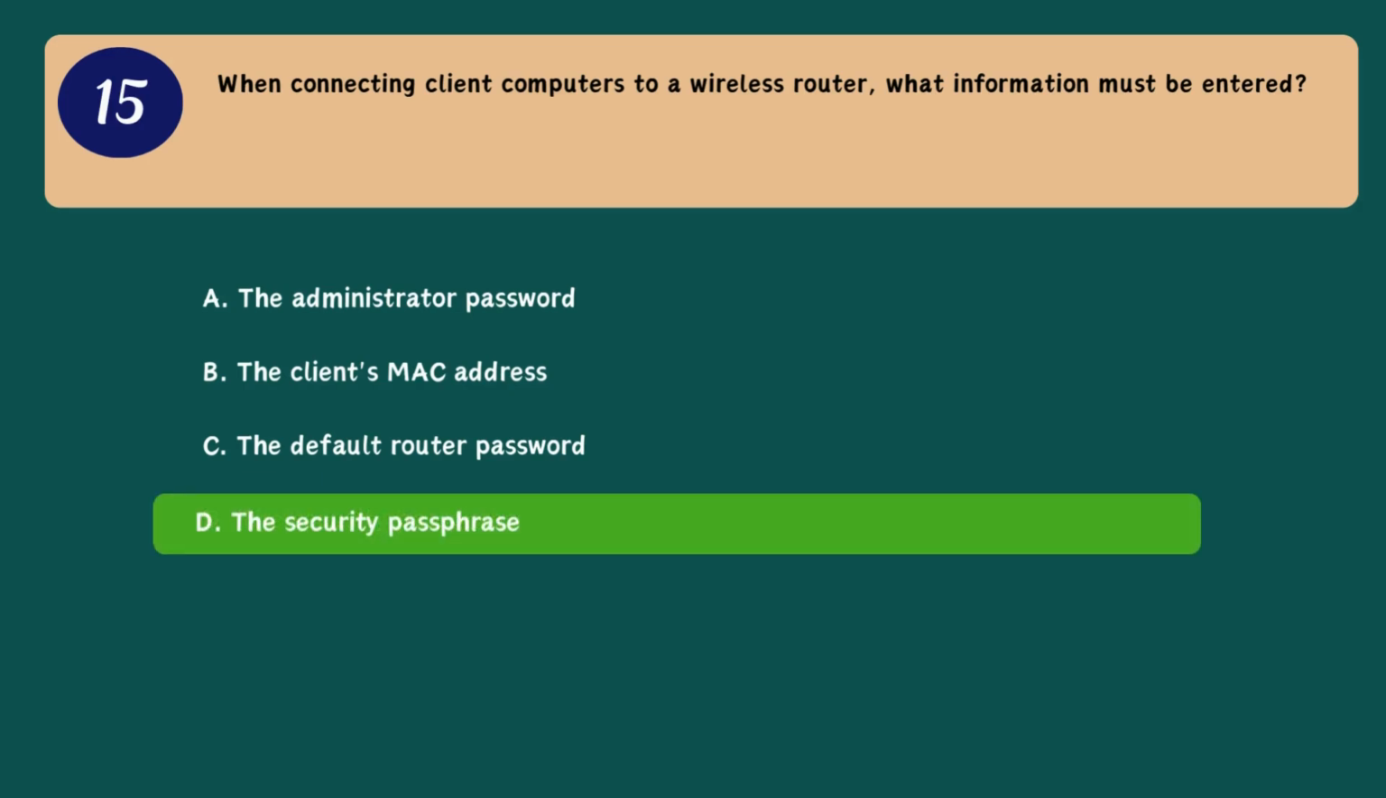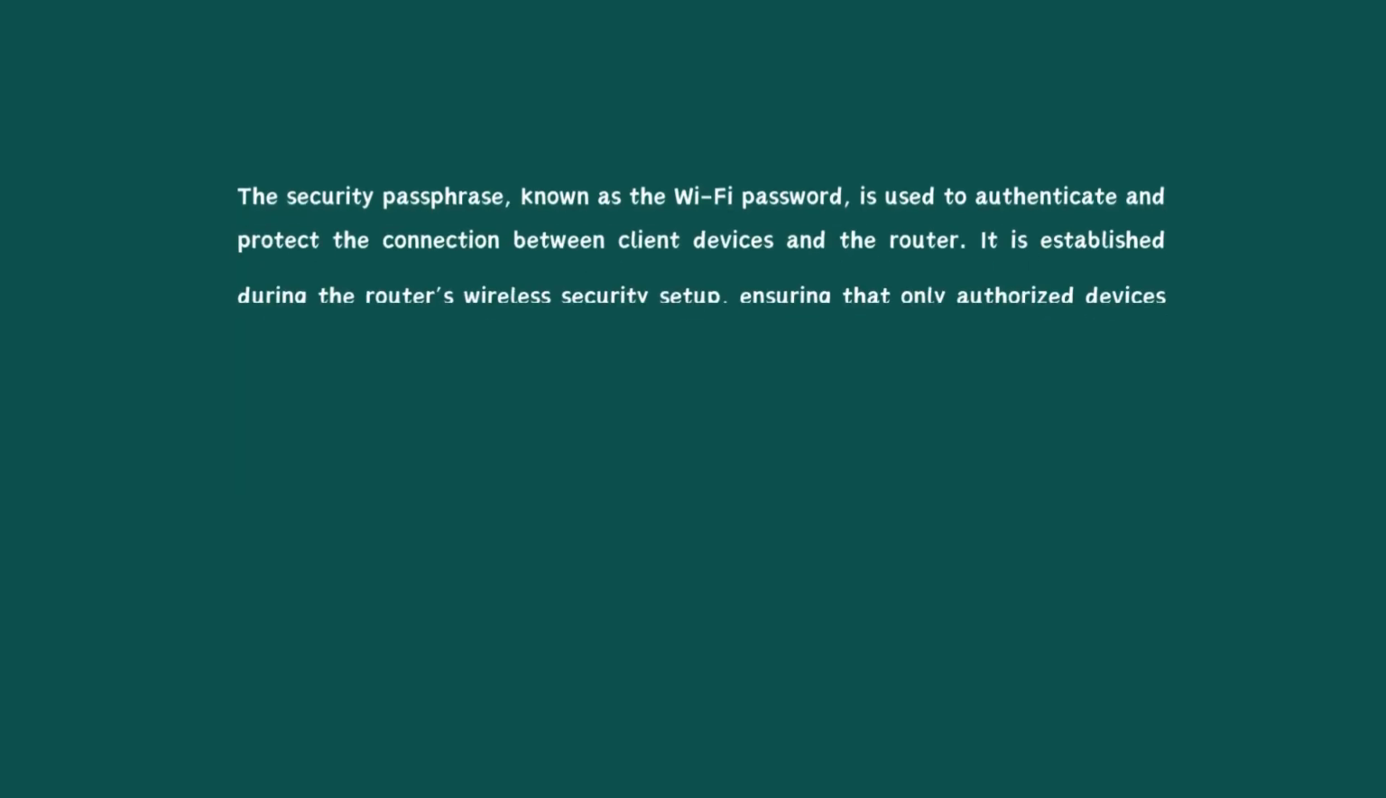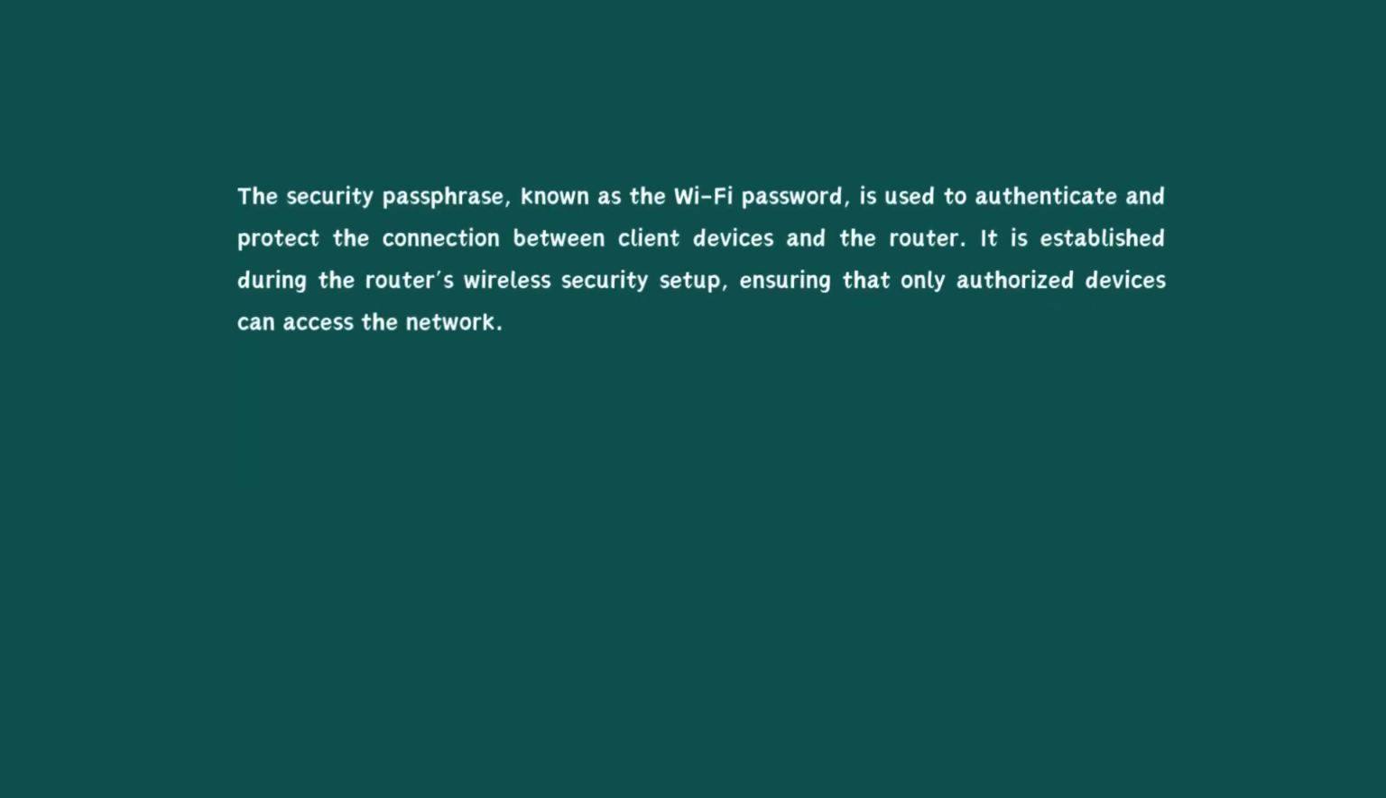Correct answer. D. The security passphrase. The security passphrase, known as the Wi-Fi password, is used to authenticate and protect the connection between client devices and the router. It is established during the router's wireless security setup, ensuring that only authorized devices can access the network.